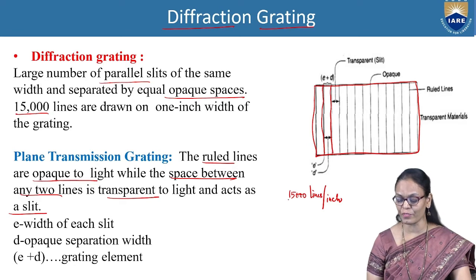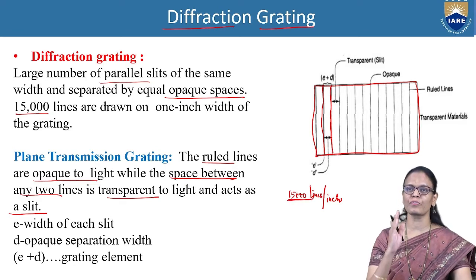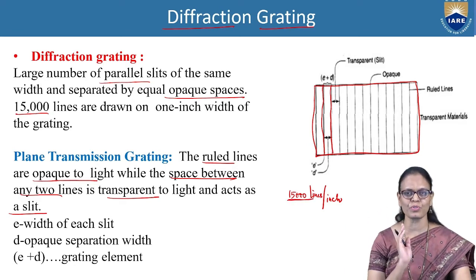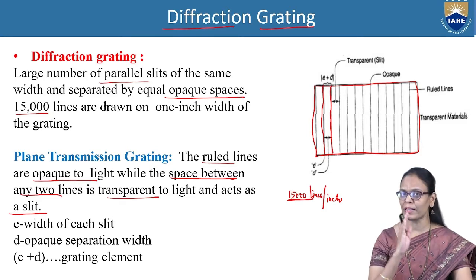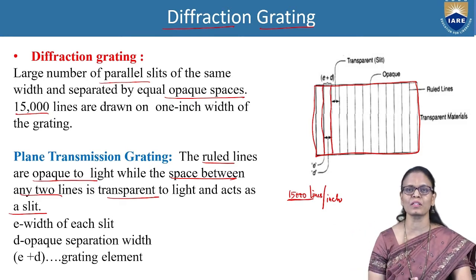So when we have drawn 15,000 lines, there are 15,000 lines which are opaque, which do not allow the light to pass. But the regions in between these 15,000 lines are transparent and through them light can pass. So that corresponds to n number of slits. So now how do you write the width?